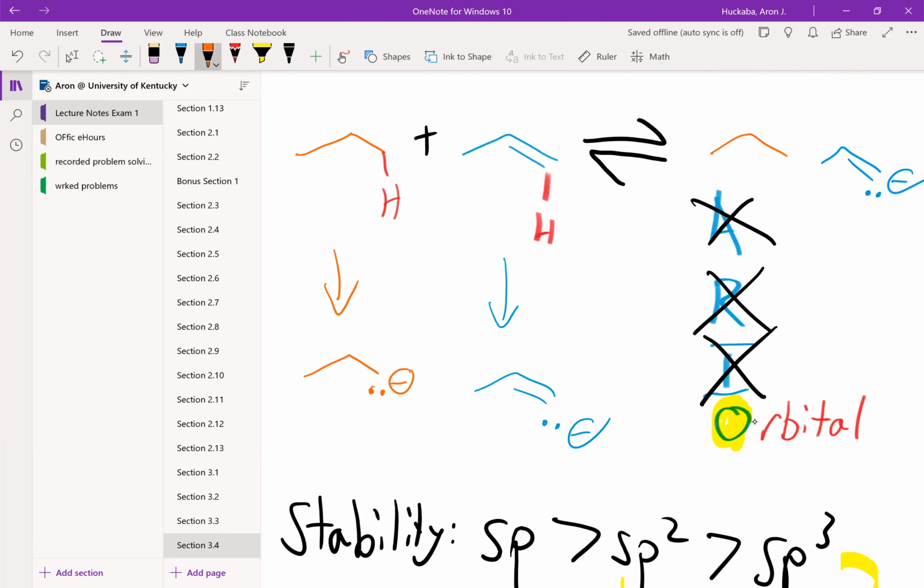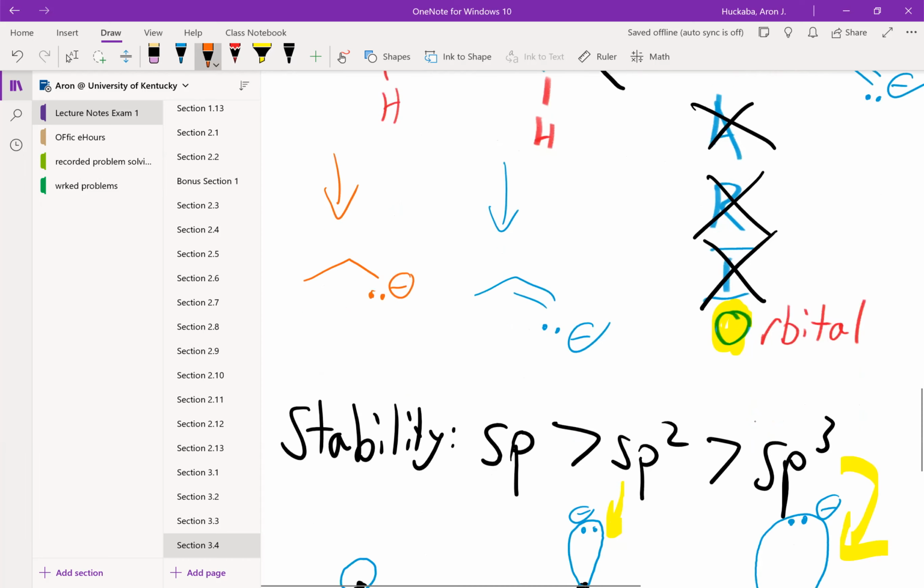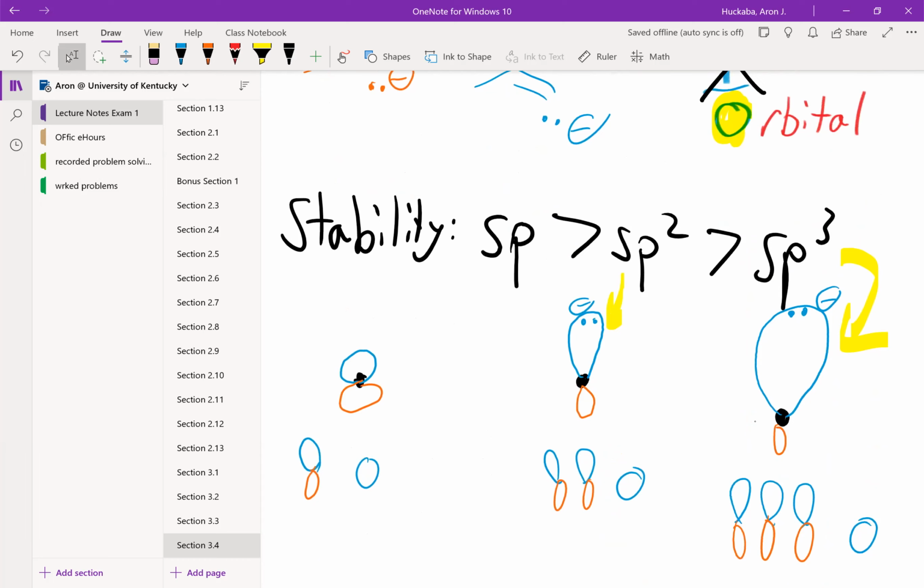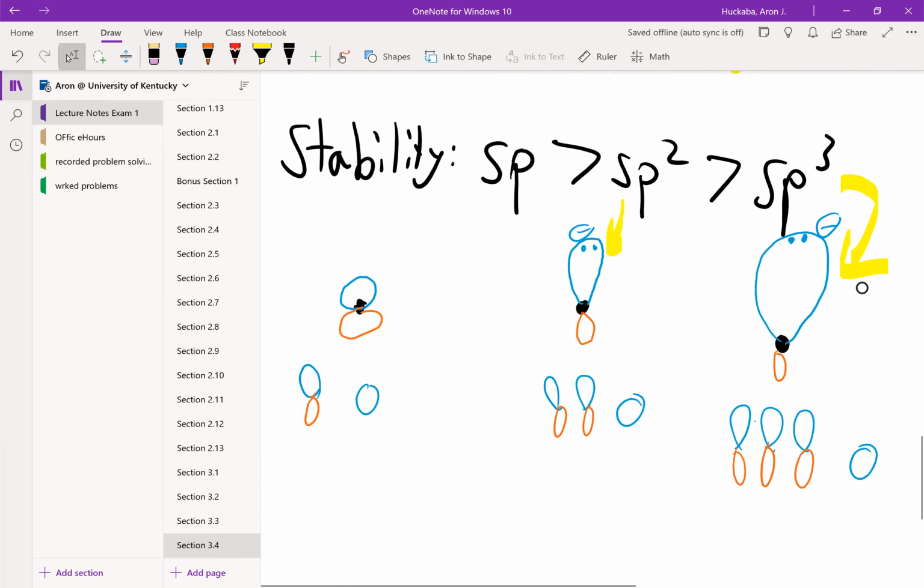Okay, so we'll use these rules to study qualitatively how acidic things can be all throughout the course and this year of organic chemistry. And this has been section 3.4.